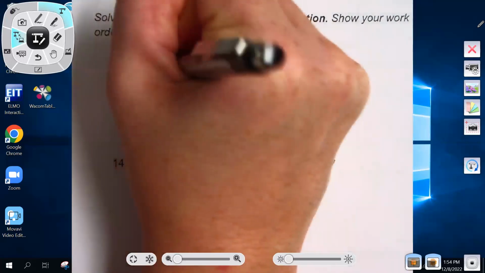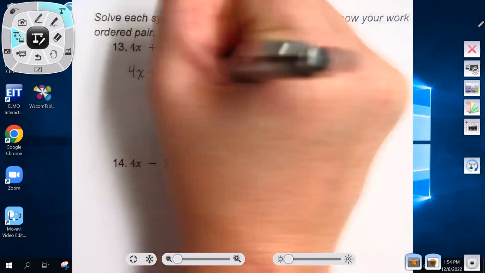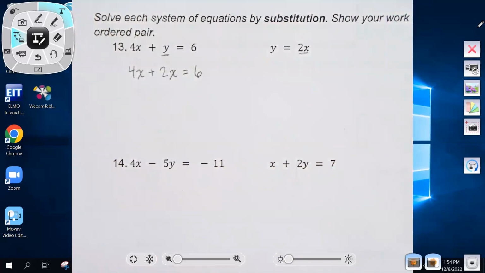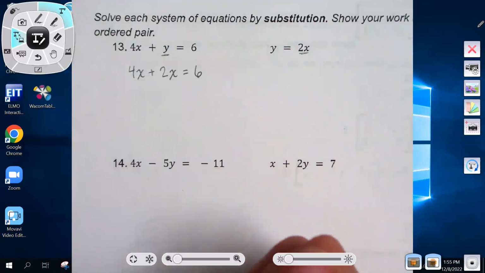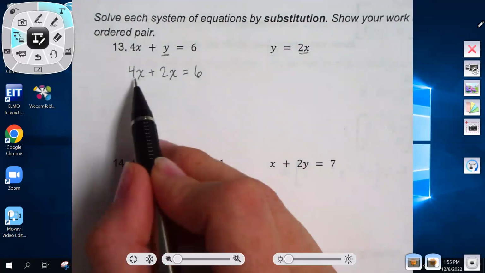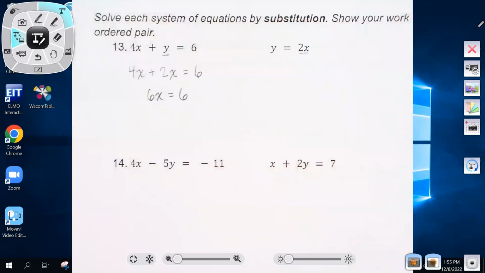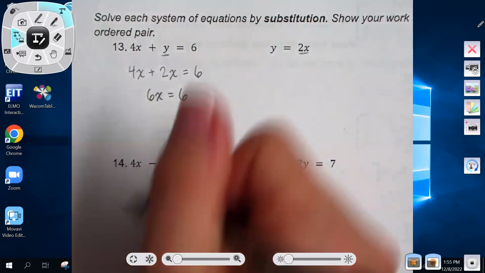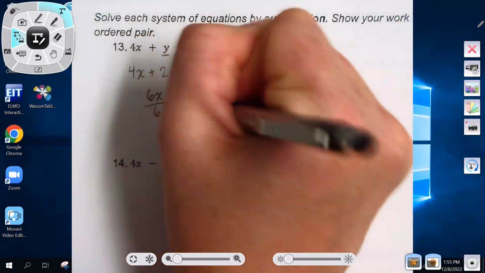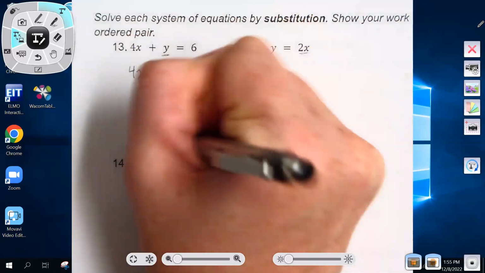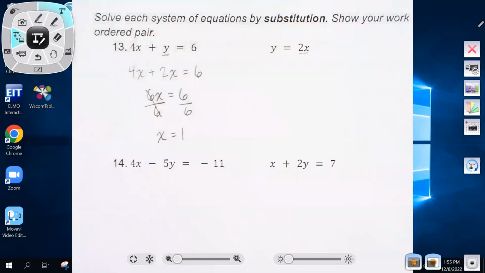So 4x plus 2x equals 6. So I just replaced y with what y is equal to, which is 2x. Now I have an equation that only has x variables, so I should be able to solve for x here. Combine like terms, and we get 6x equals 6. Divide both sides by 6 to get x by itself, so we get x equals 1.